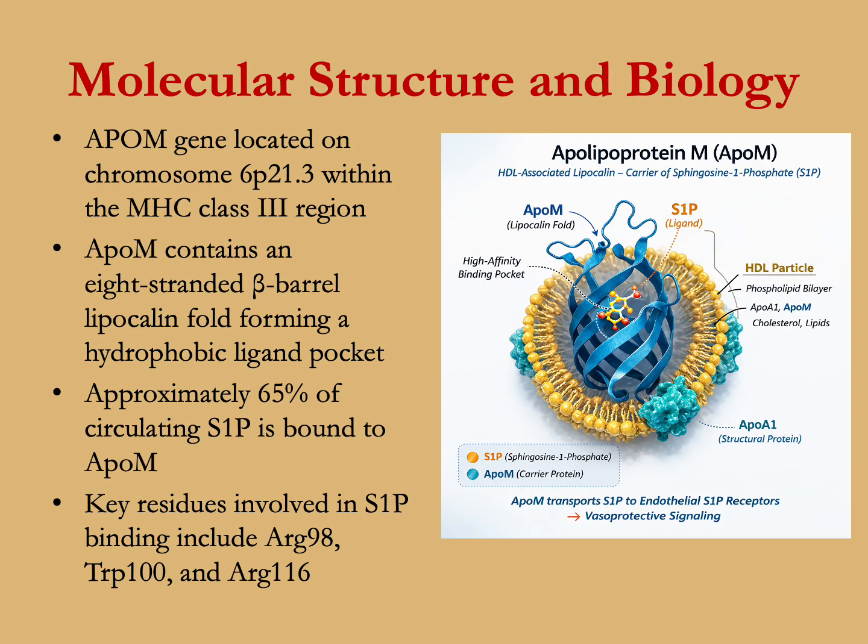The ApoM gene is located on chromosome 6p21.3 within the MHC class 3 region. ApoM contains an 8-stranded beta-barrel lipocalin fold forming a hydrophobic ligand pocket. Approximately 65% of the circulating sphingosine 1-phosphate is bound to ApoM. The key residues involved in sphingosine 1-phosphate binding include ARG98, TRP100, and ARG116.